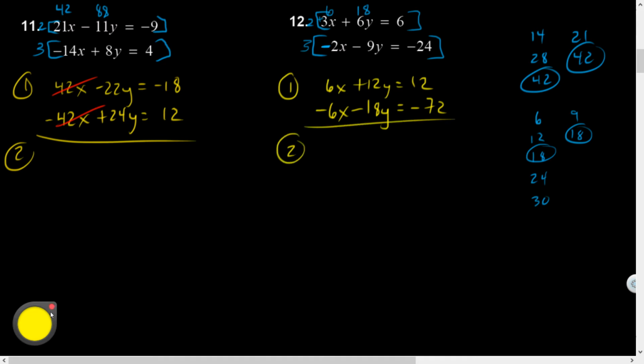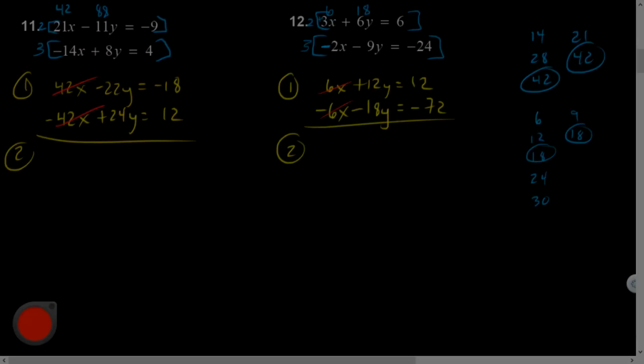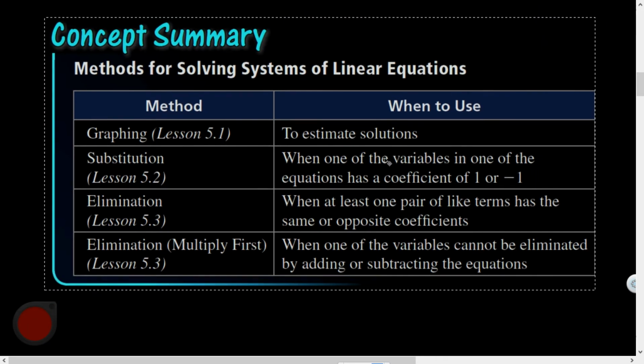And check out how cool this is. What gets eliminated? Bam. No, could be the y's. I mean, if I chose 18 here, then we would have ended up getting opposite coefficients for the y's, and those would have been eliminated. All right, so guys, check this out. We're going to do one more example, but I want to talk to you guys about what works best when. You can find this chart in your packet.